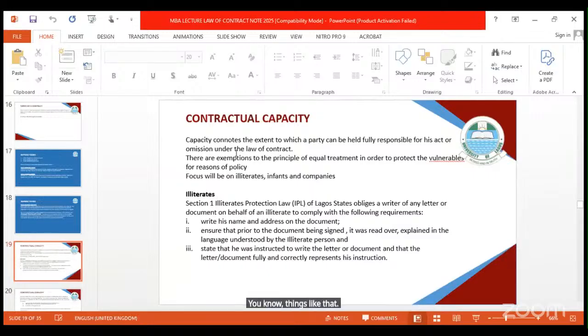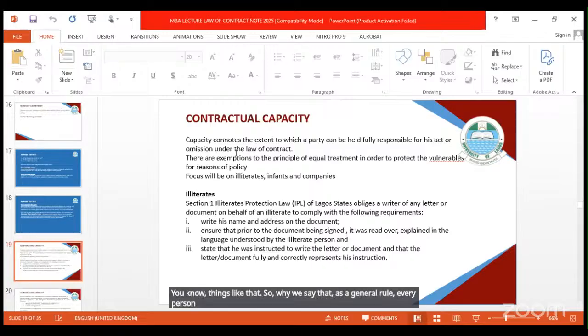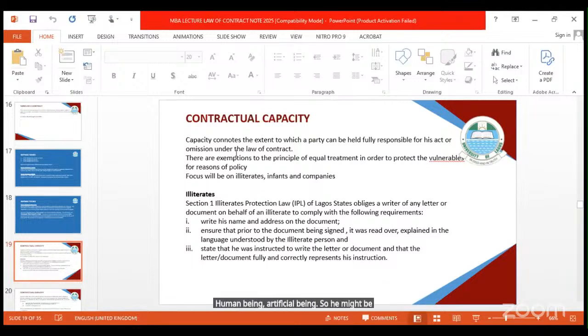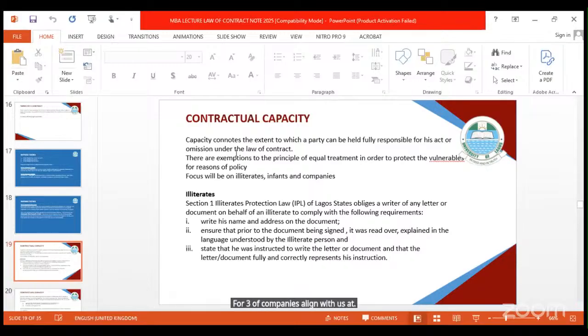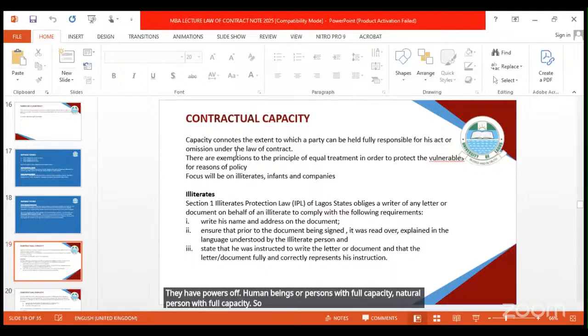So why do we say that as a general rule, every person? As I said before, a person in law is both a human being and an artificial being. Human beings are persons, but also companies by virtue of Section 43 of the Companies and Allied Matters Act. Companies are conferred with the status and powers of a natural person with full capacity. So what a natural person with full capacity can do, the company can also do the same thing.